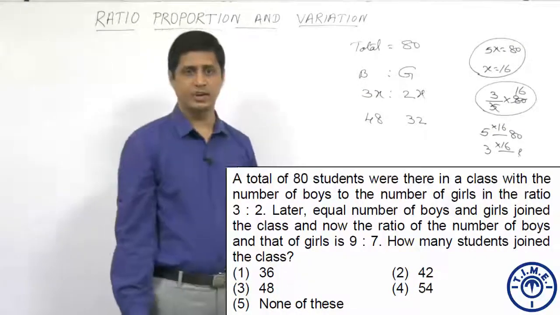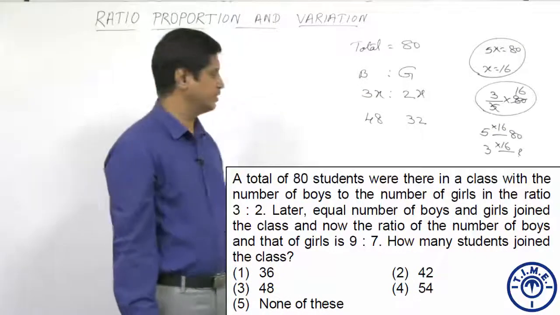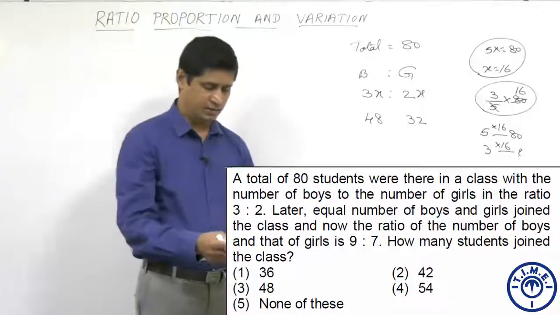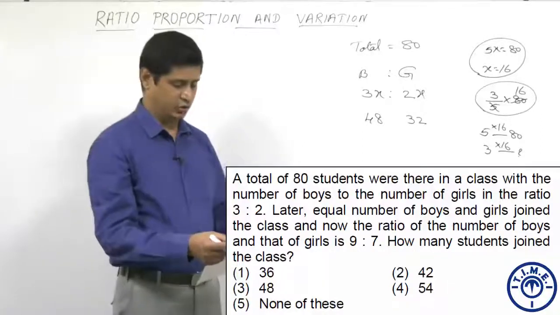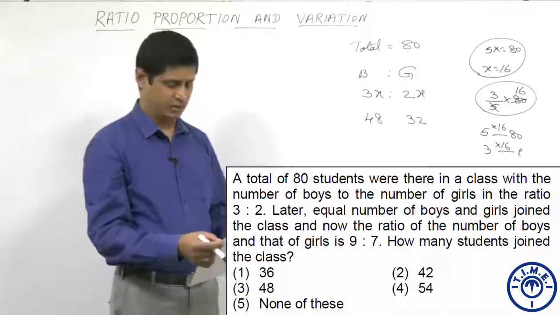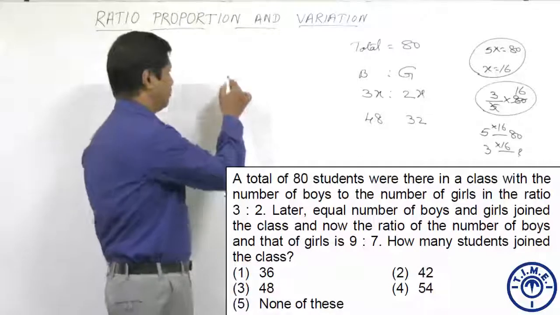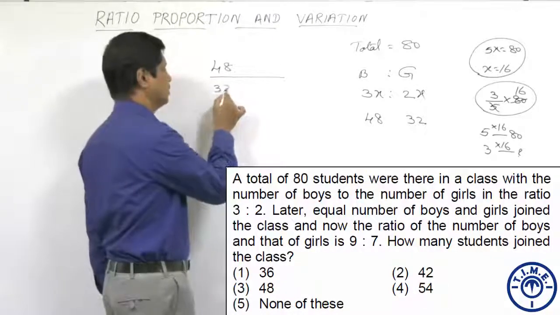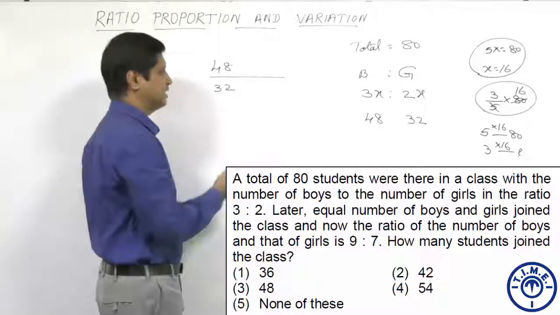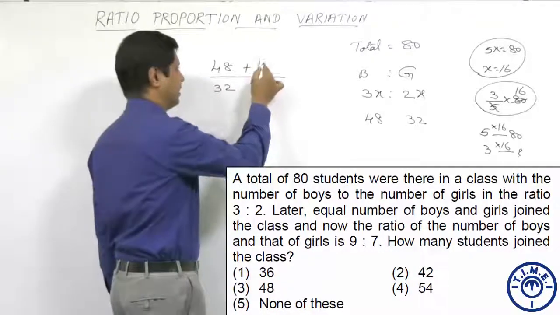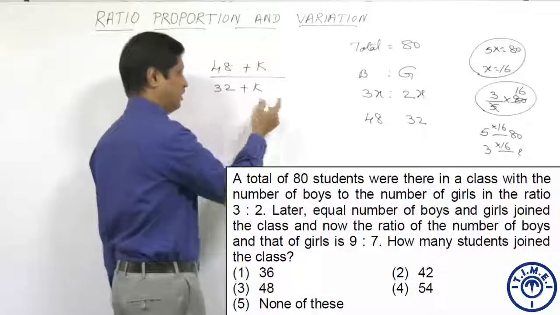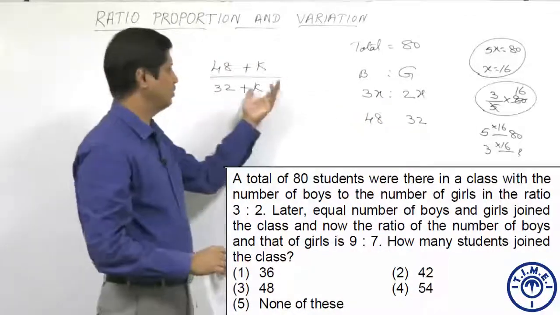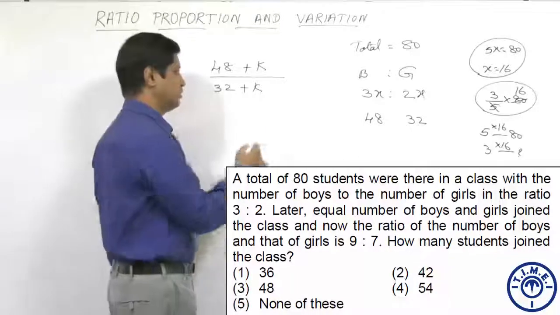Now, what is the condition? An equal number of boys and girls joined the class. Now, what happened here? When this number of people joined, the ratio of boys to that of the girls becomes 9:7. Now, 48 boys and 32 girls, plus an equal number. The number is not given. Let us assume the number as k. I am using one more variable. So, already we have x as a variable. Now, I am using one more variable, that is k.